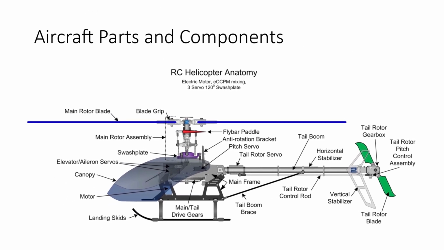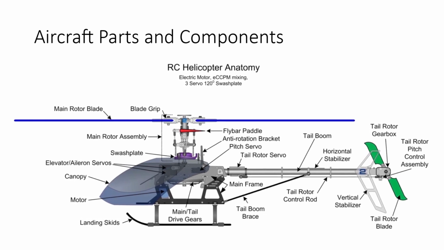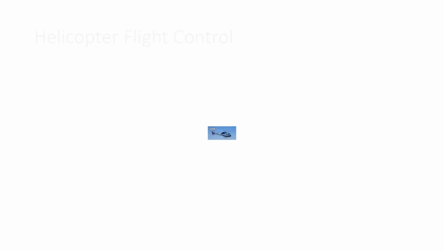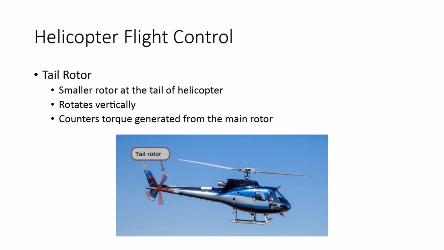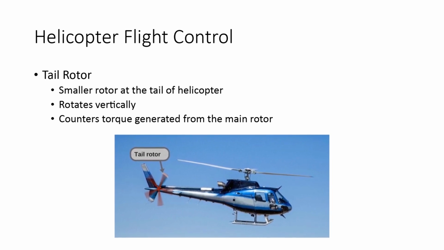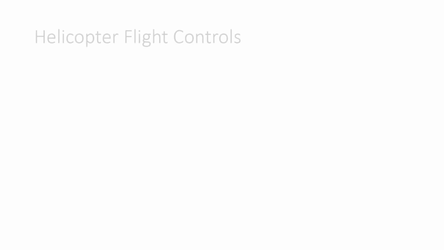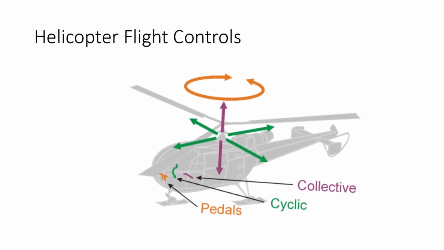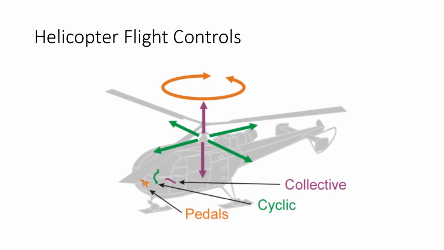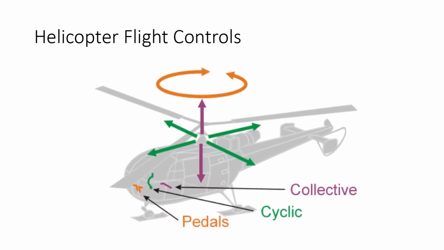In this example, we have an RC helicopter. You should understand that the small tail rotor counters the torque from the main rotor. In addition to this, it should be understood that the cyclic controls airspeed and altitude, while the collective controls the aircraft rotor pitch.